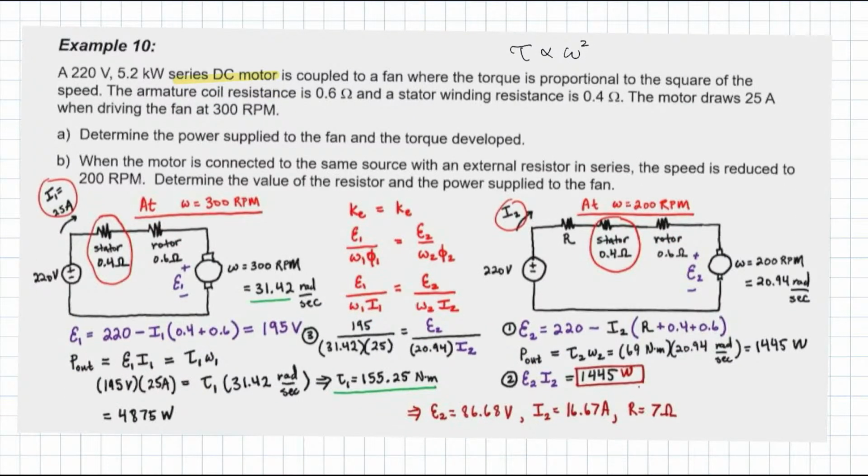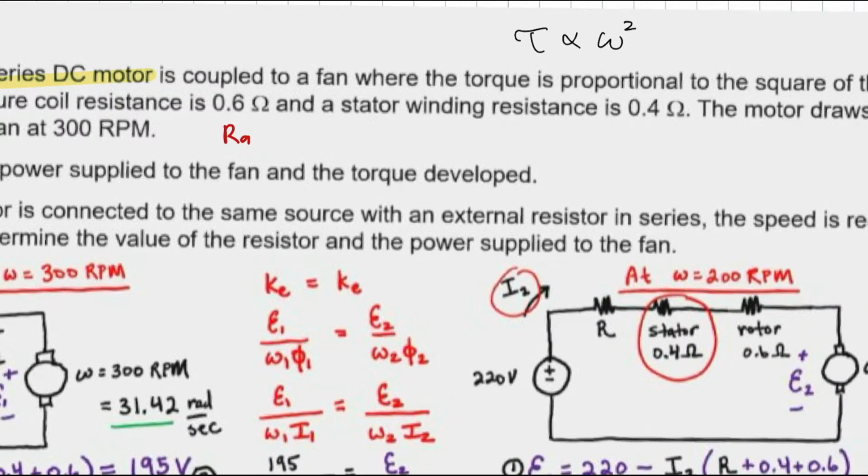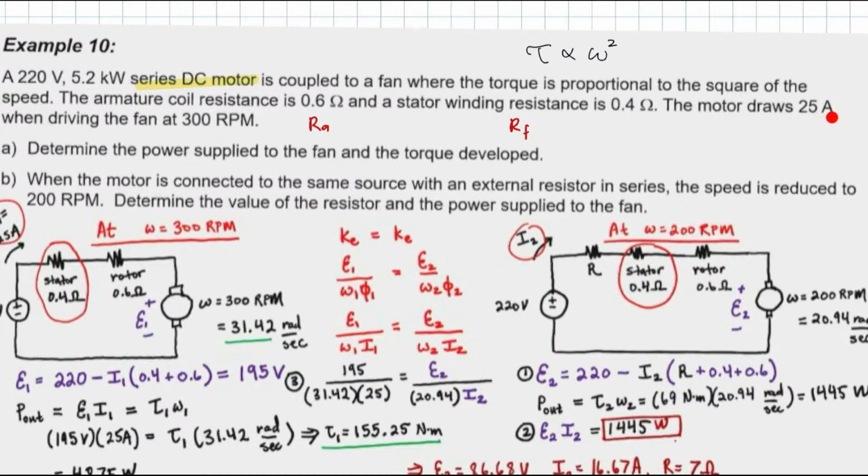Okay, and then the armature core resistance is 0.6. The stator winding resistance is 0.4. So we know our RA and the stator winding. It doesn't matter what you call it, RF or R stator. The motor draws 25 ampere when driving the fan at 300 rpm. As you can see, even driving the fan at low RPM, 300 RPM, it means that it is introducing a lot of torque. Determine the power supplied to the fan and torque developed.